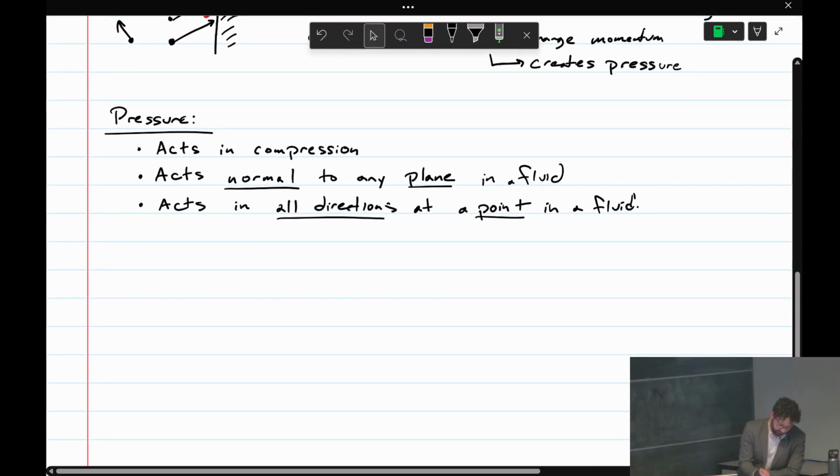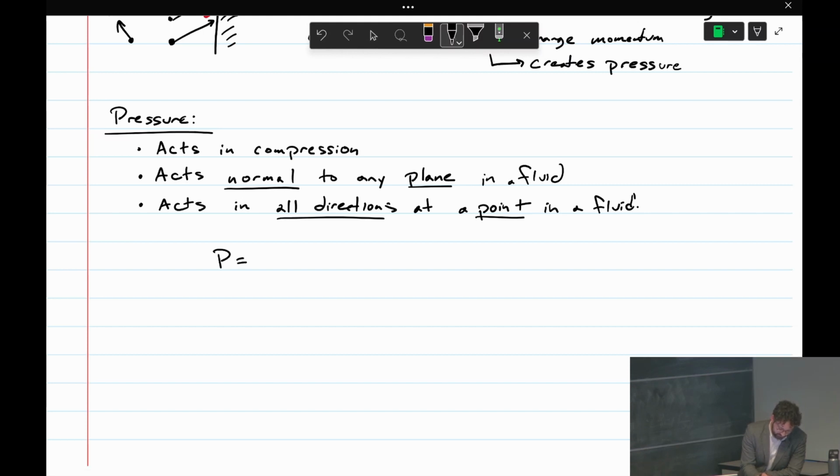So pressure is defined as the force over area. Pressure has units of pascals, or in imperial units, it could be PSI, which is pounds per square inch. For example, pounds per square inch: pounds is a force, per square inch is an area. Pascals are Newtons per meter squared.